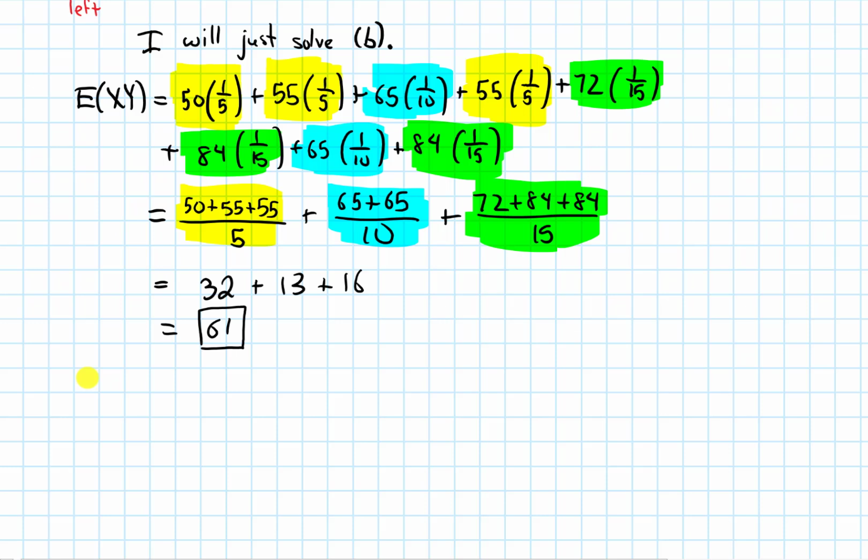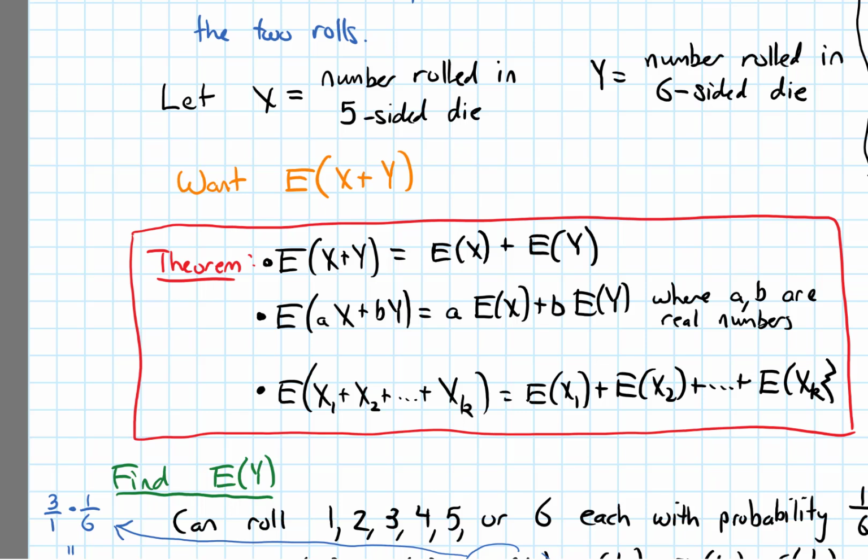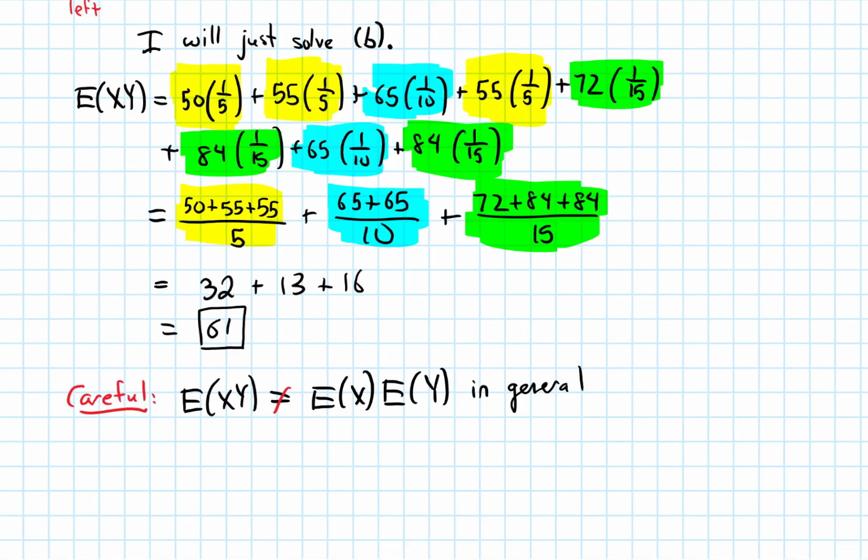I'm going to end by saying two quick things. So the first is a cautionary warning. So be careful about the fact that the expected value of x times y is not equal to the expected value of x times the expected value of y in general. When we're adding x and y, this is true. That was a theorem that we saw. So recall, it was this theorem in one of our previous videos. The expected value of x plus y is equal to the expected value of x plus the expected value of y. But I can't say something similar about multiplying two random variables in general.